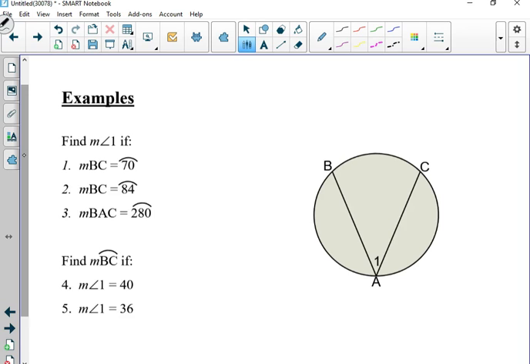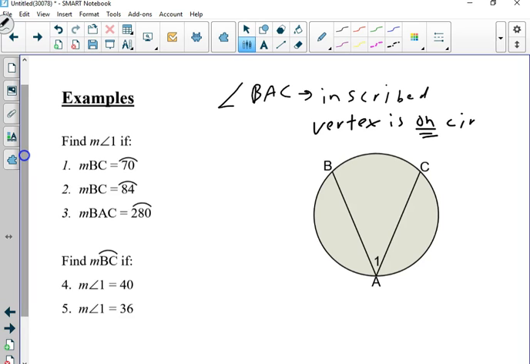So, we have BAC, okay? Angle BAC is inscribed. And notice the important thing is the vertex is on the circle, or the circle edge, if you want to think about it. That's the difference between that and a central angle. So there's a BAC or CAB.